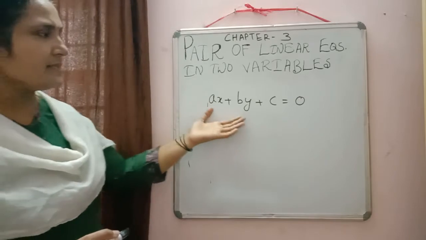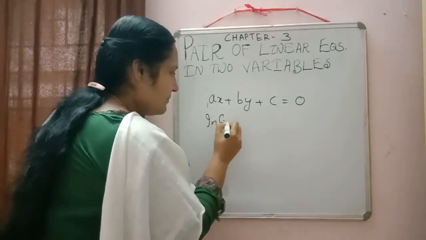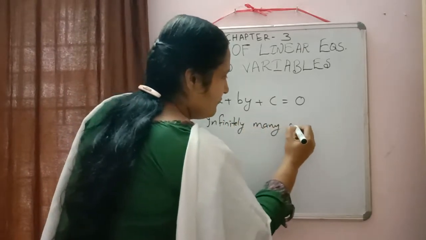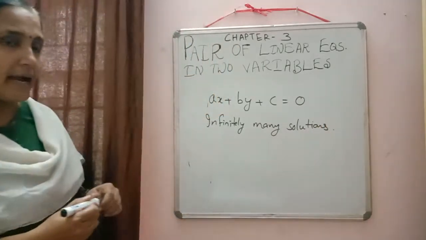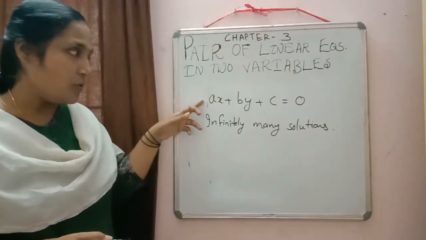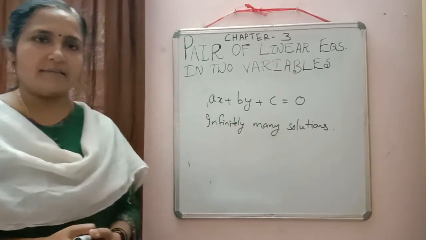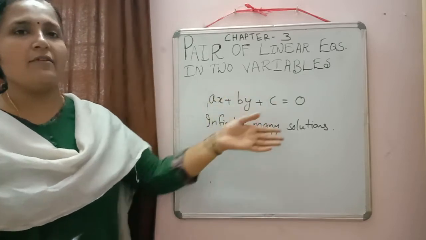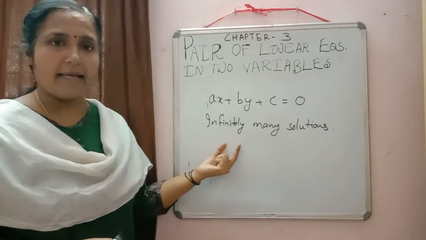And we studied that a linear equation in two variables has infinitely many solutions. By substituting the value of x, we can get so many values for y. So these are all the things which we studied in 9th class.